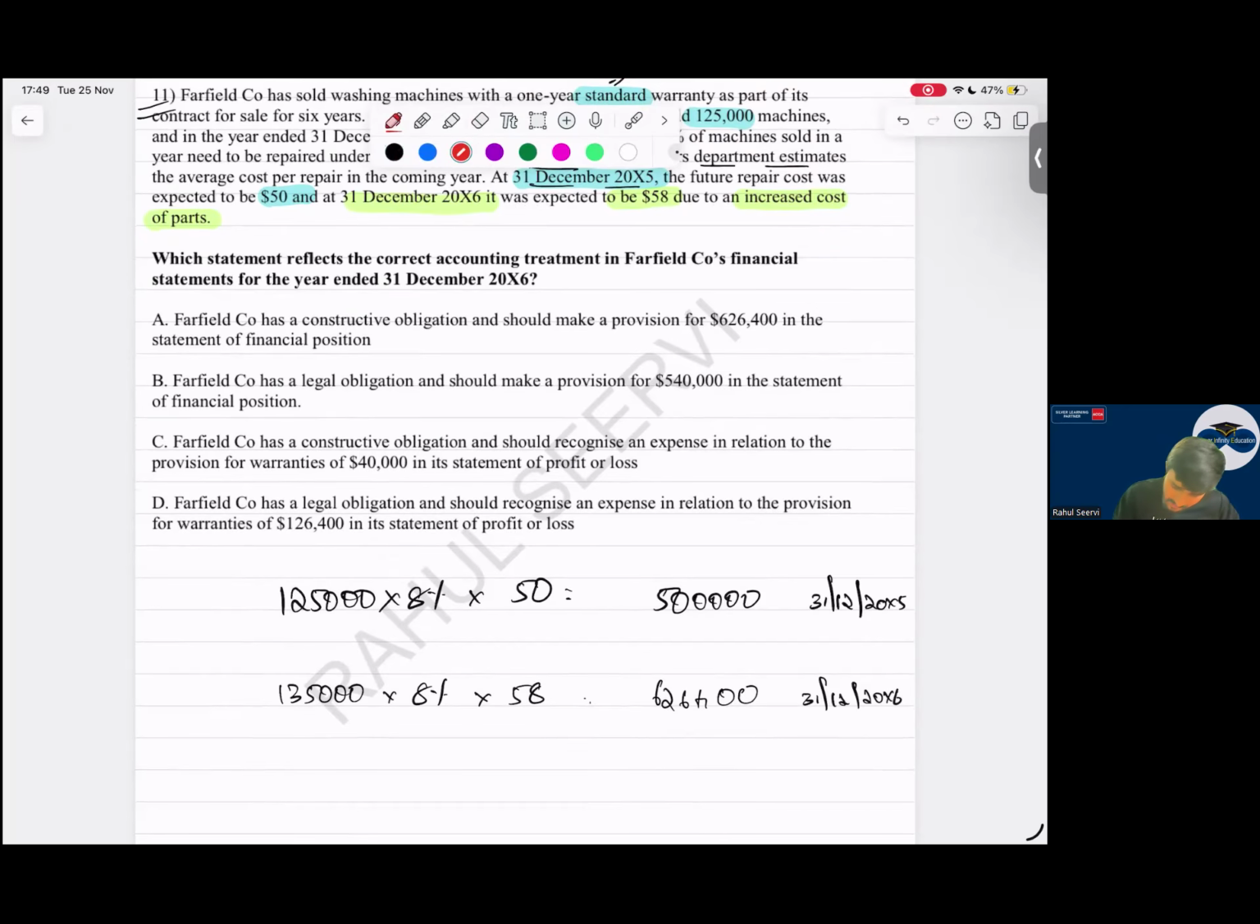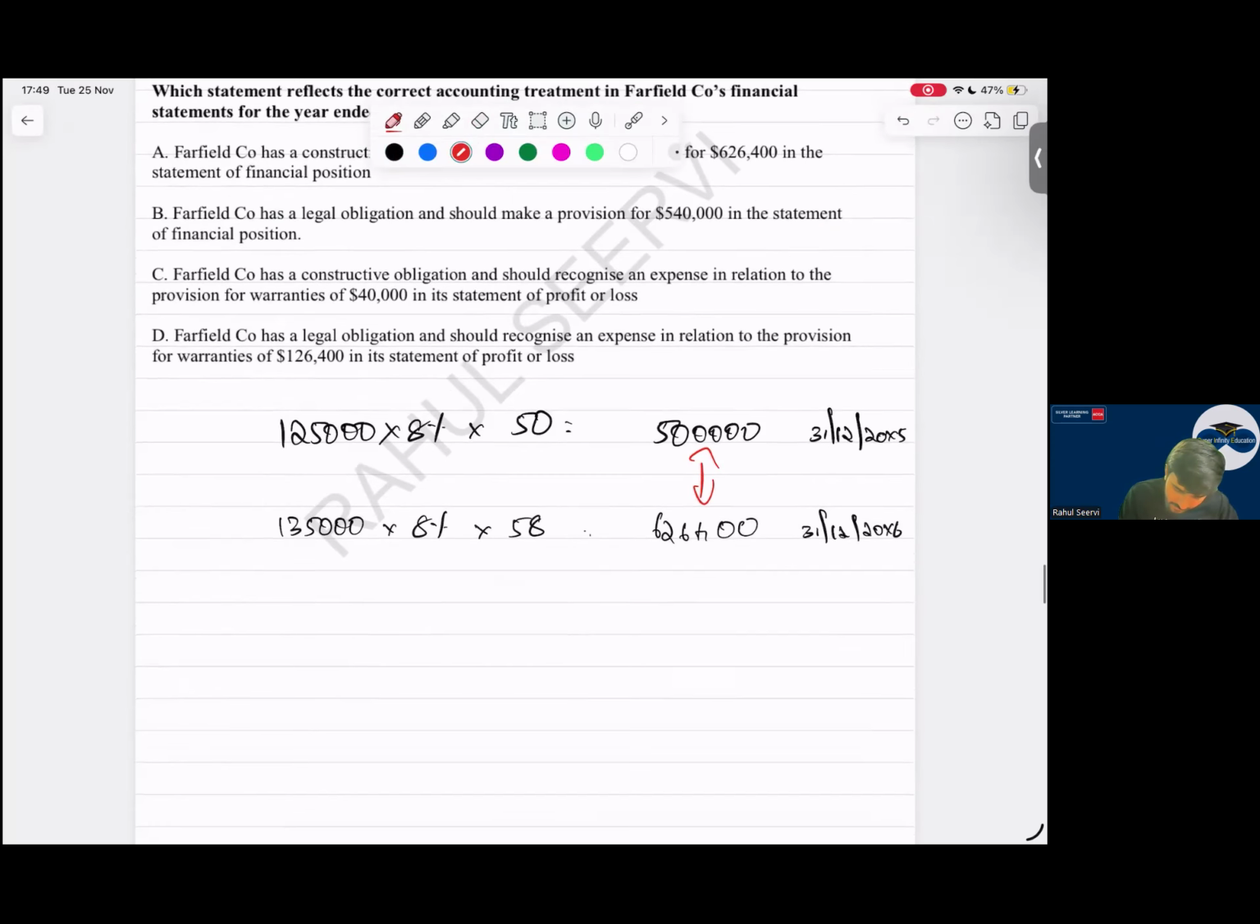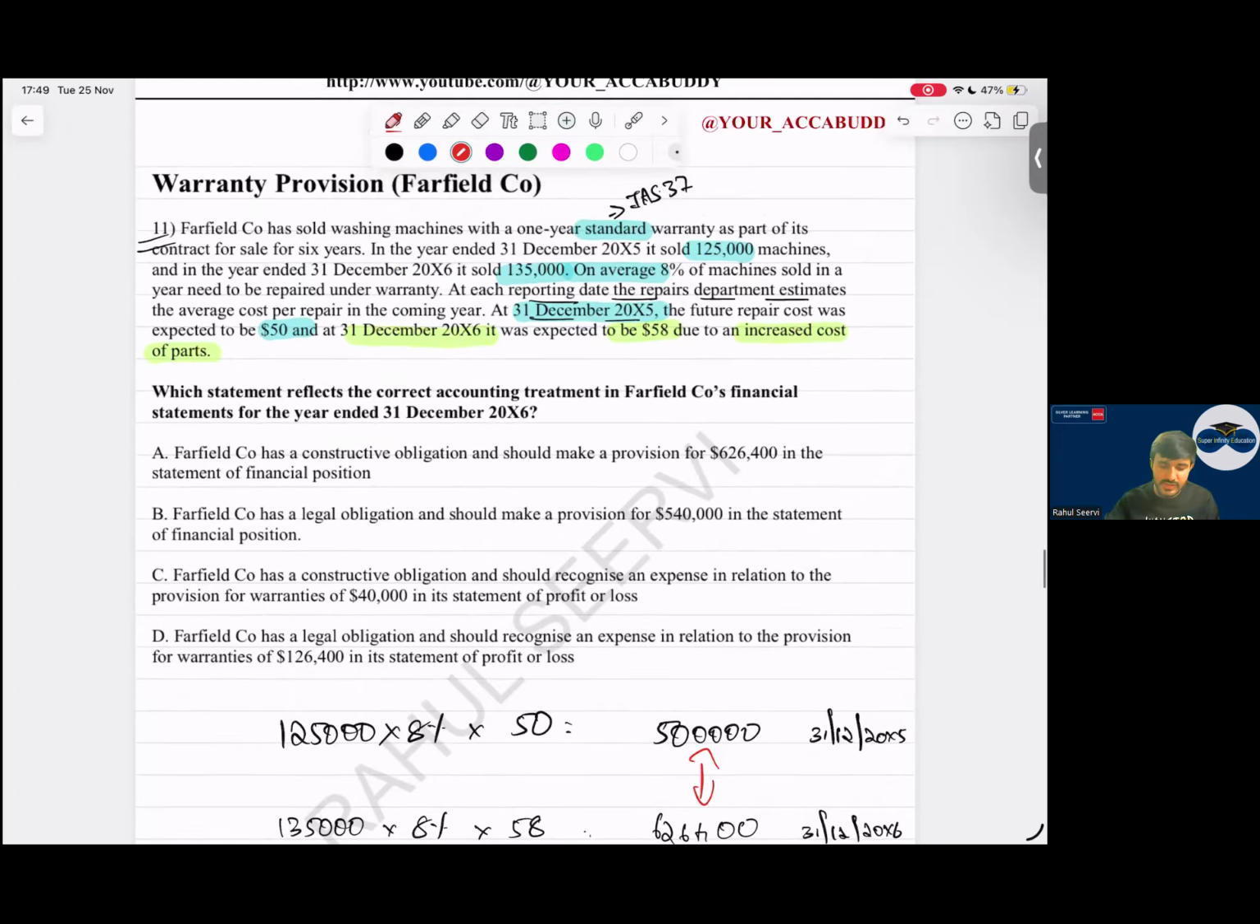Now, what is the increase in the provision? When you prepare your T account, your ledger account, on the provision credit side, opening balance was 500,000, closing is 626,400. So during the year, how much will we recognize in P&L? 126,400. Because they mentioned these two things, that at this date the number of units is this much. So we apply and calculate the value.